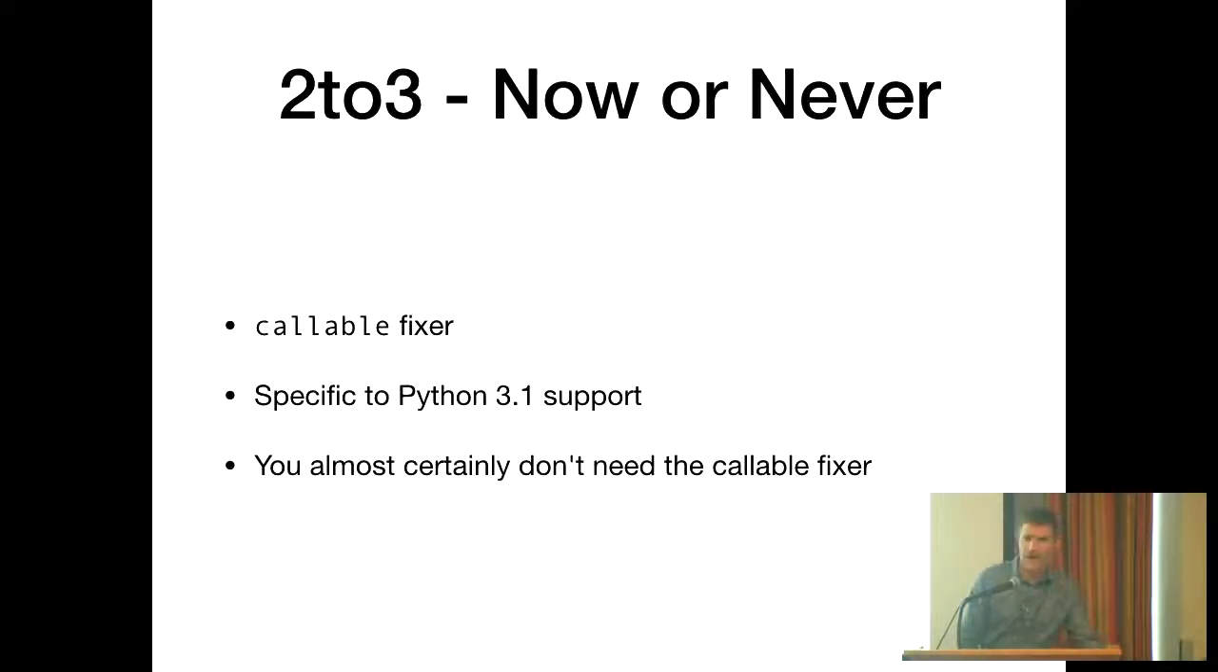So I lied a little bit. I said that there were 3 categories of fixers, and there's actually a 4th. There's what I call the now or never one. There's this one fixer called the callable fixer. You only need it if you're supporting Python 3.1. And if you have to support Python 3.1, you got bigger problems than I can address in this talk. So I hope nobody here has to deal with that, but there's that category.